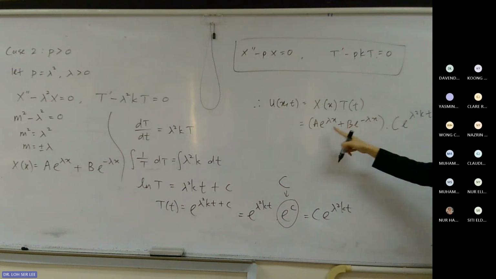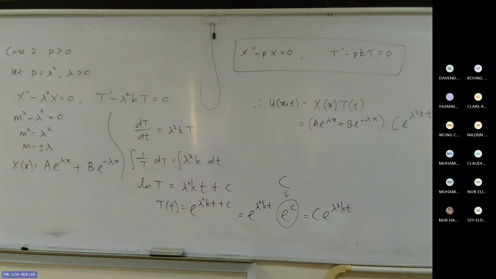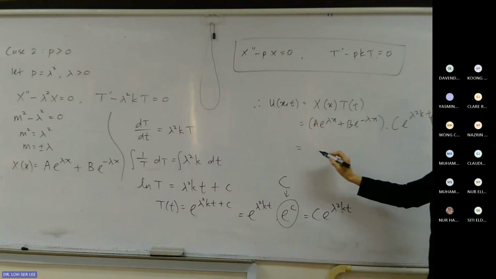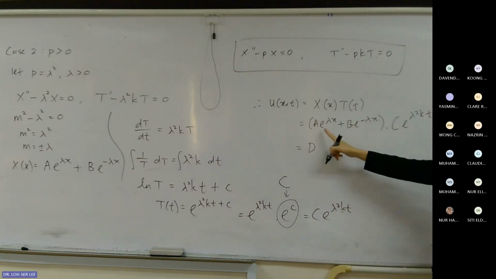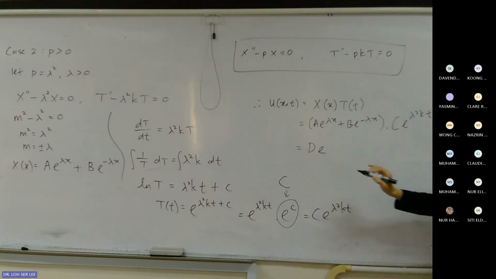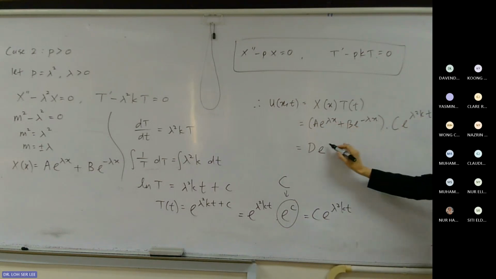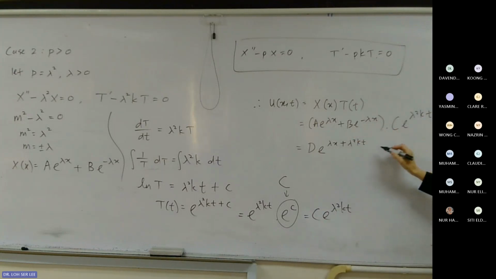Then again, when you expand, you get a new constant. Now we use B and E. AC, we let AC be B, a new constant. So this one multiplied to this one, we can combine into one: e^(lambda x plus lambda squared kt). And then this one, BC, we let BC be E. Combine these two, we have e^(negative lambda x plus lambda squared kt). So this is the solution for case 2, p greater than 0.